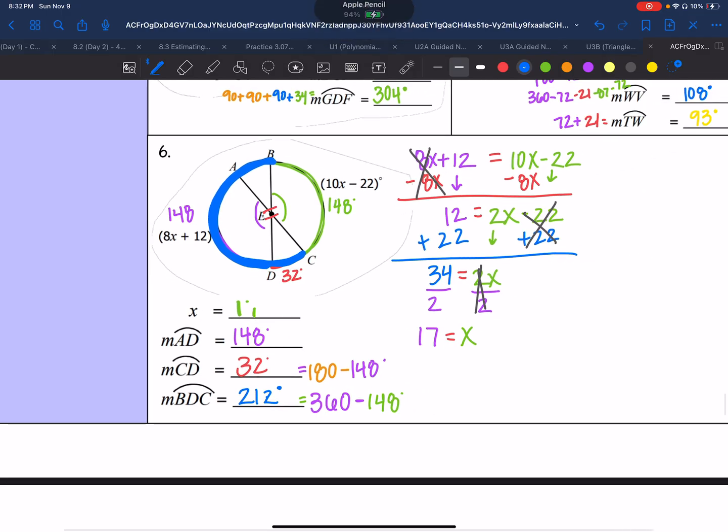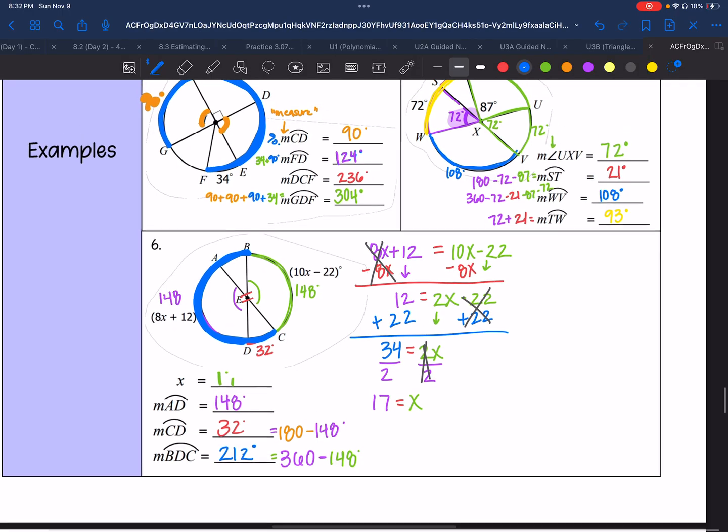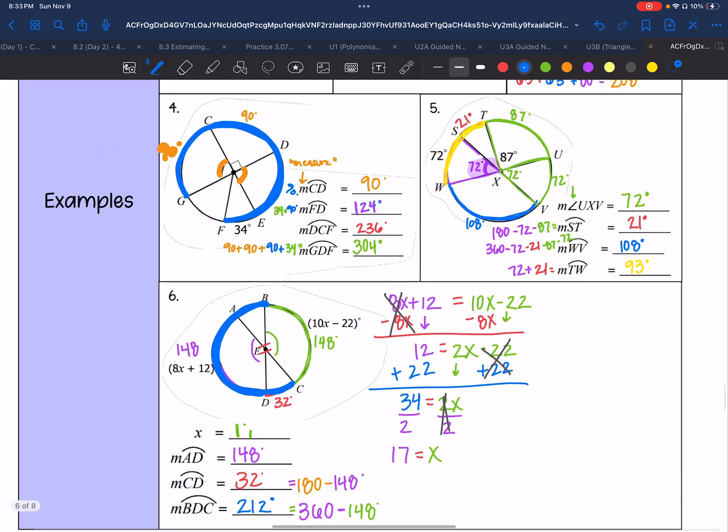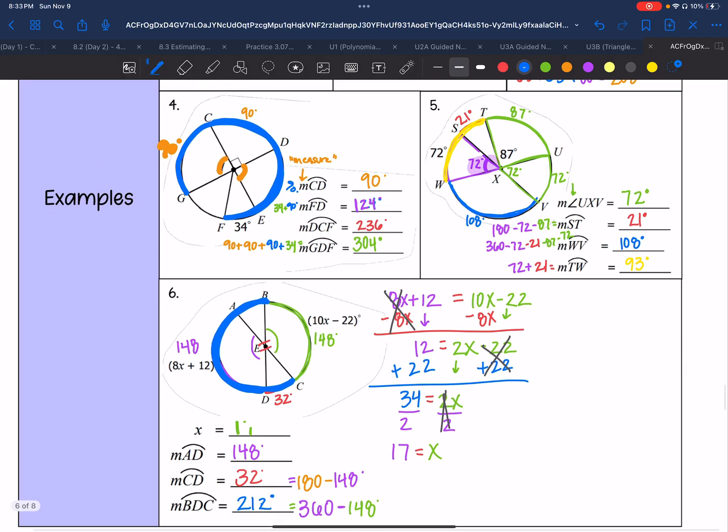And that is our central angles. So central angles are equal to their arcs and allows us to use the other characteristics of circles to solve for angle and arc measures.